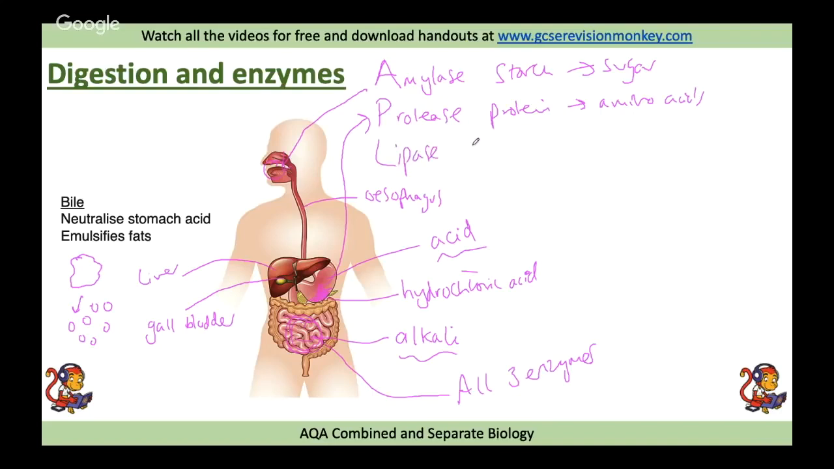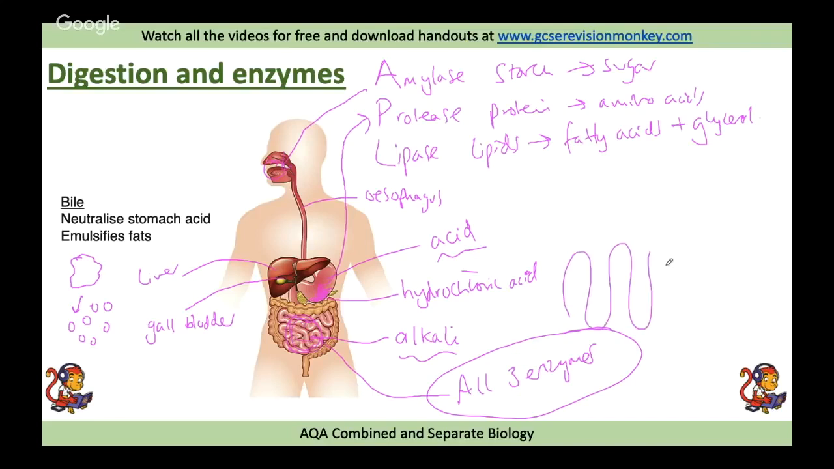And lipase turns lipids or fats into fatty acids and glycerol. Okay, so all three enzymes work in the small intestine. That has the villi, again, trying to link your ideas. It's an exchange surface, so it's close to a blood supply, which will quickly take the nutrients away and maintain a concentration gradient, and all the small pieces will go into the blood.